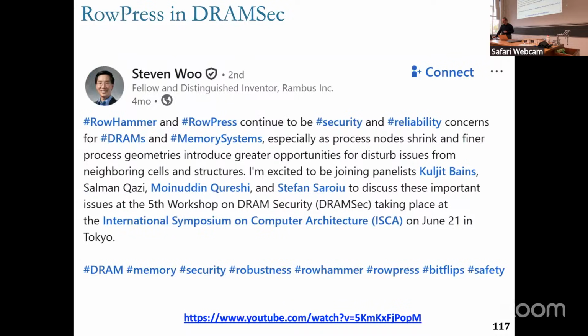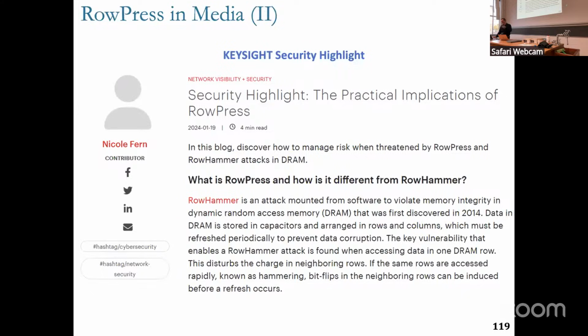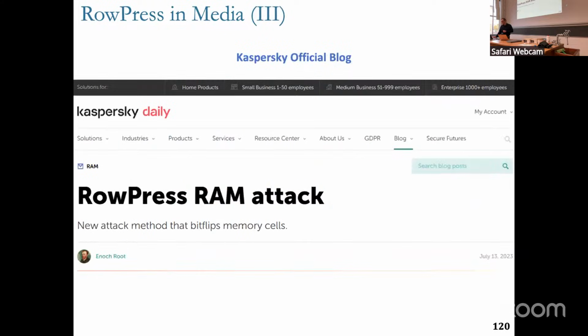And there are people who talk about RowPress. For example, this is an innovator at Rambus, who's also an academic. He's written a lot of nice papers actually on different topics, including RowHammer mitigation. They actually discussed RowPress in this DRAM security workshop. If you're interested, you can take a look at the YouTube video of the workshop that we have. Samsung basically acknowledged the issue and they said they're implementing measures, but we don't know what they're implementing. I hope they're not implementing the paper that they wrote in 2023. That would be bad, but I don't think they're implementing that. That's good. And also there's more discussion to educate the community, etc.